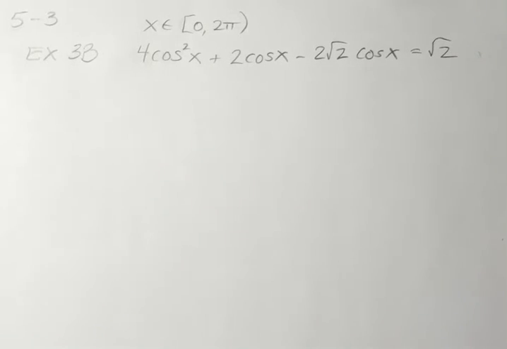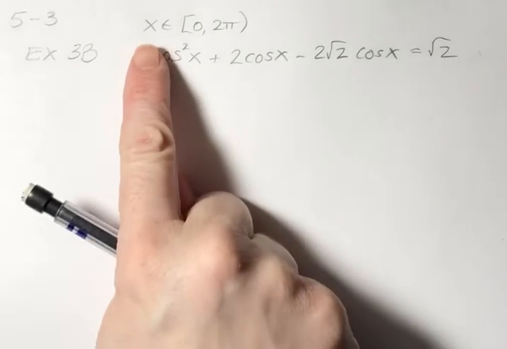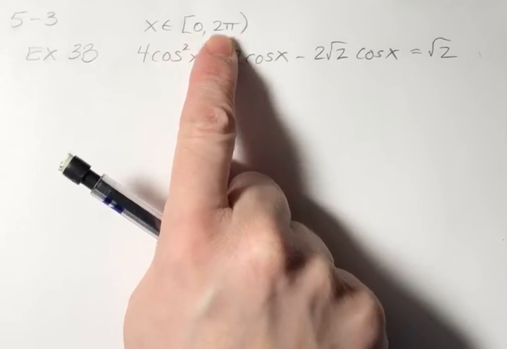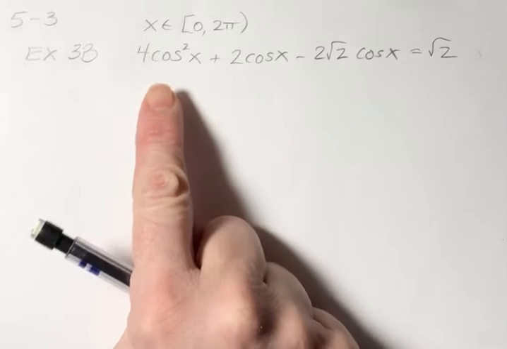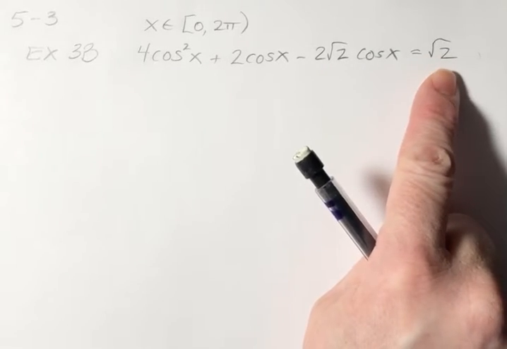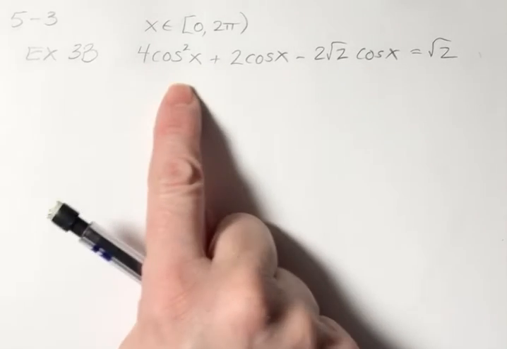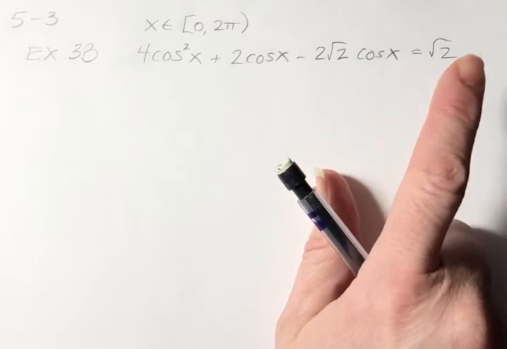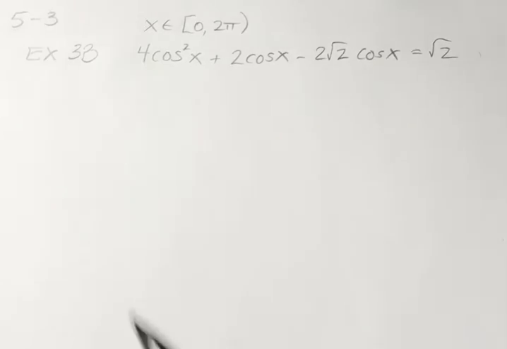Section 5.3, example 3b. Again, they are telling us that x is on the interval from 0 to 2 pi, so we're going to solve this. I have 1, 2, 3, 4 terms. If I have a situation where I have 4 terms, again, I go back to my factoring tools, I'm going to have to factor by grouping.